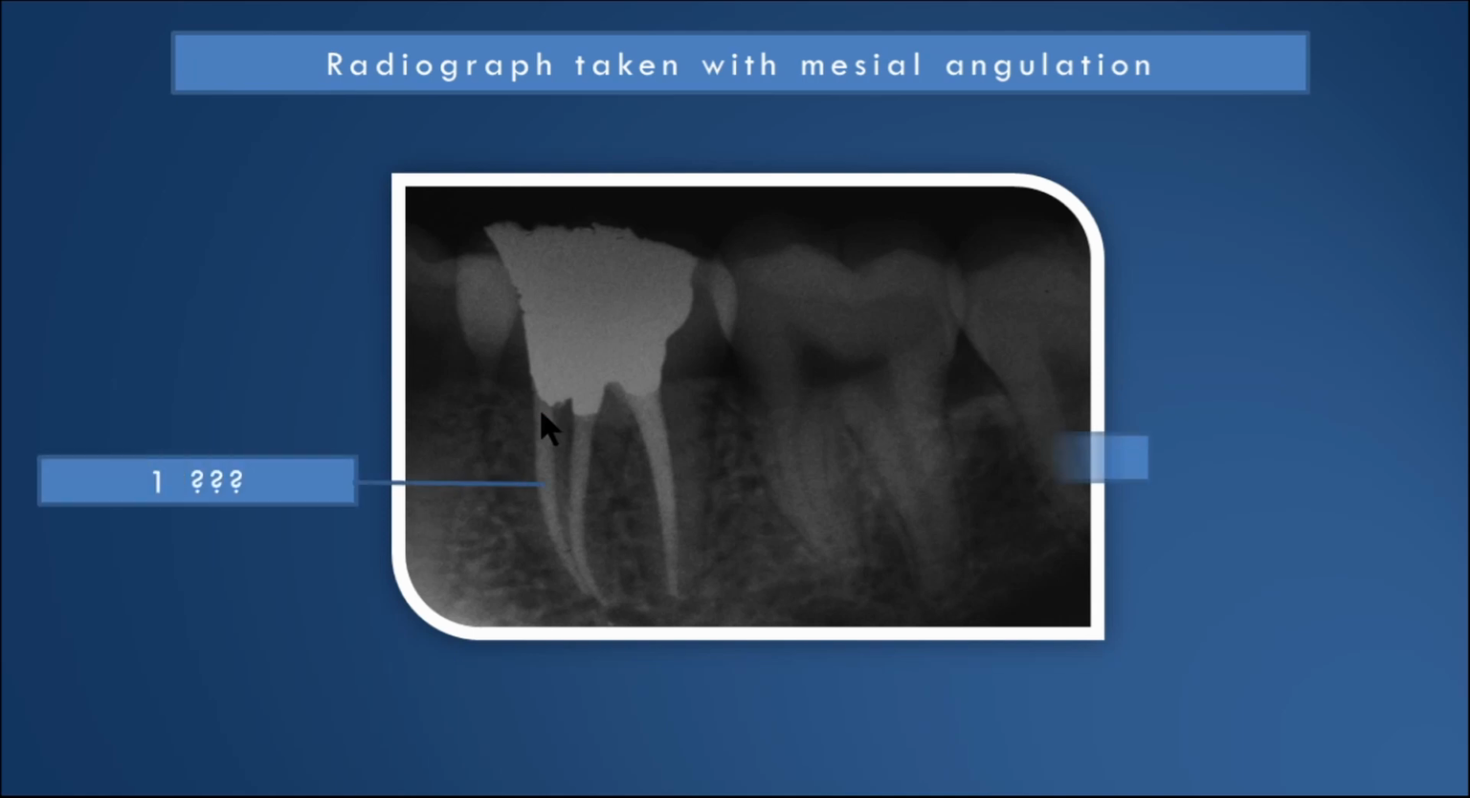There is a footnote along with this radiograph. This radiograph is taken from a mesial angulation. If you could name the canals 1 and 2, well and good. If not, in a couple of minutes, you can name it.